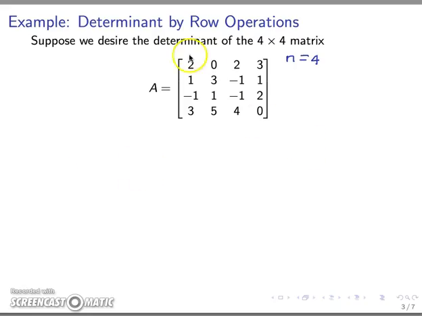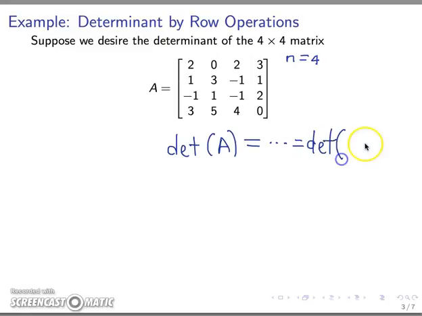In our example, we start with this 4x4 matrix, and we continue to apply row operations. What we really want to do is establish how the determinant of this matrix relates to the determinant of a newly computed matrix, where this new matrix is obtained by applying row operations.